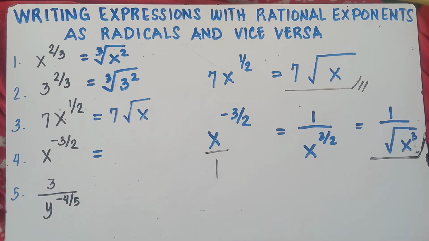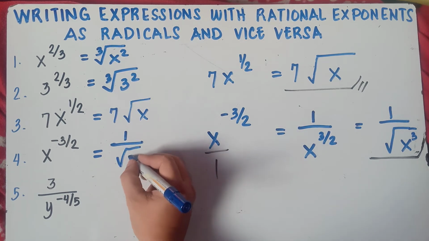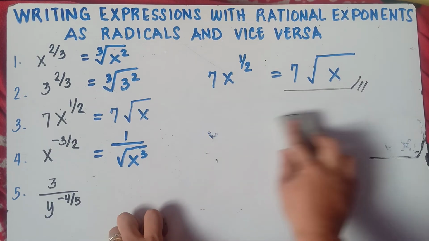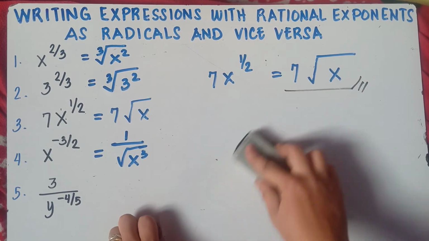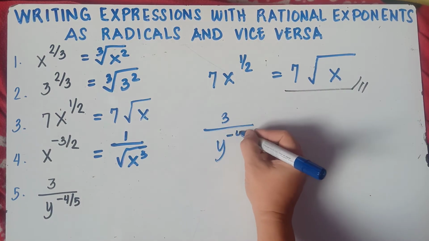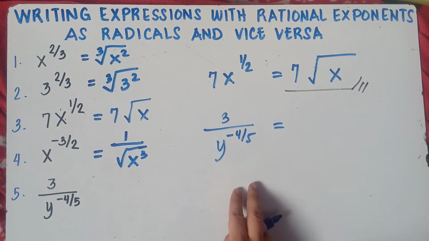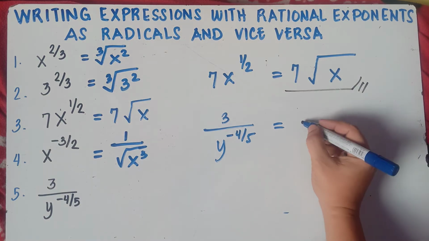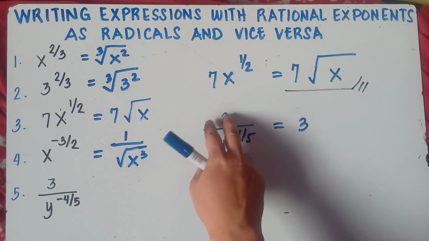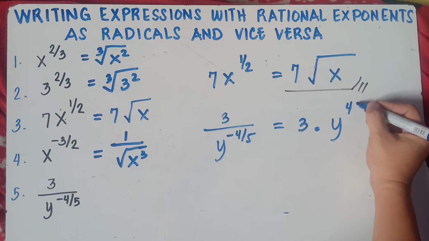So let's try number 5, class, for you to understand this one. So our answer for number 4, that will be 1 over square root of x cubed. Alright, number 5. So what if you have 3 over y raised to the power of negative 4 over 5? So once again, this is a negative exponent. To make this one into positive, just put it on the numerator. So this will be 3. Now since you put y on the numerator, you need to multiply, class, times y raised to the power of 4 over 5.